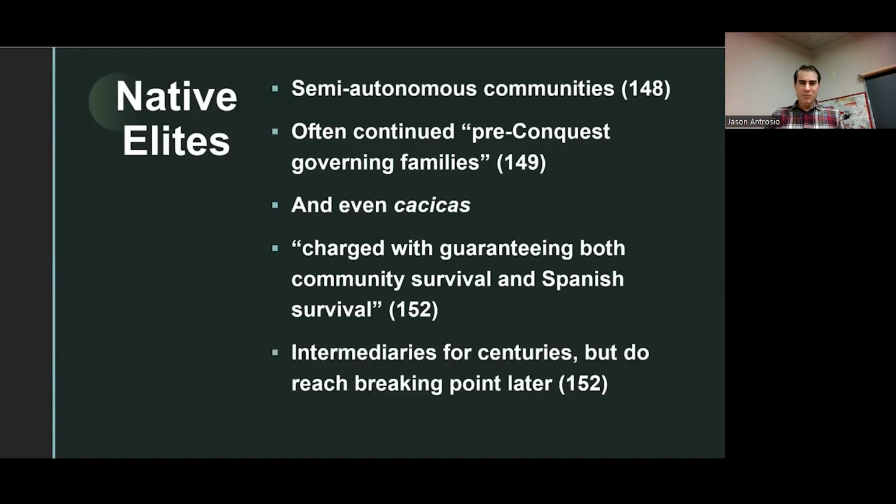There'd be a breaking point later, which we'll eventually talk about, which is part of the reason why this society moved toward independence, because there becomes a serious divide between the people who are leading and ruling and making money off their own communities, and so they get squeezed by this issue.